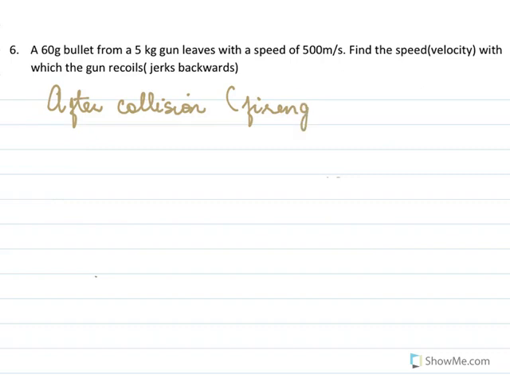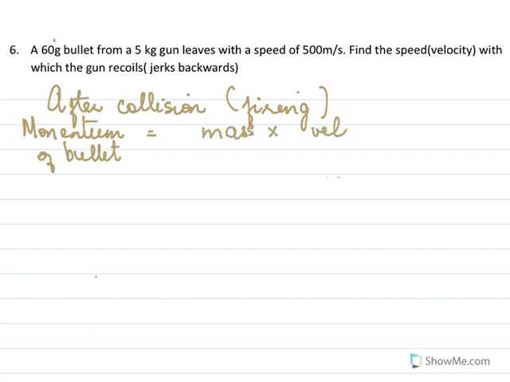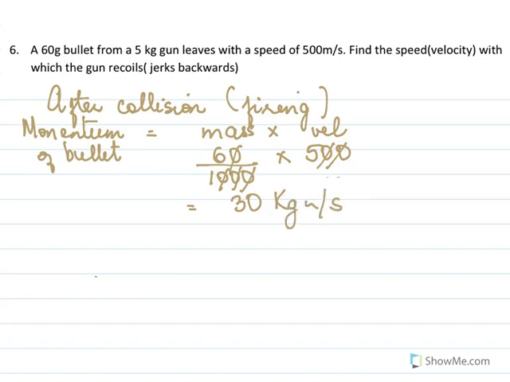So after collision or after firing, here we see for bullet, momentum of bullet equal to mass into velocity. Mass is 60, so that will be 60 over 1000 kgs into velocity of the bullet is given as 500. So this is 500. So you cancel these two here. So it becomes 30 kg meter per second.